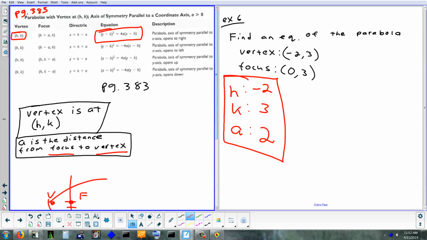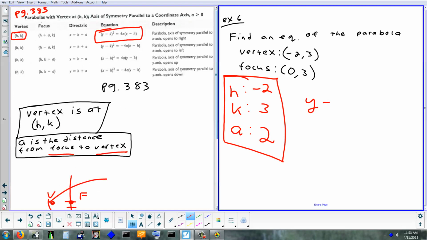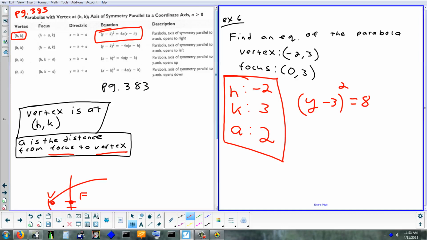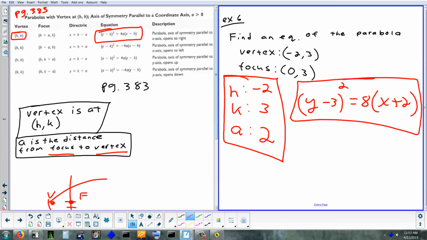So we've got y minus k. So what's that going to be? Y minus 3, squared, equals 4a. So what am I going to put? 2. Well, 4 times 2, 8. So we're going to put 8 in parentheses x minus h. Now be careful. It's going to be x minus minus 2. X plus 2. And that's the equation of the parabola.